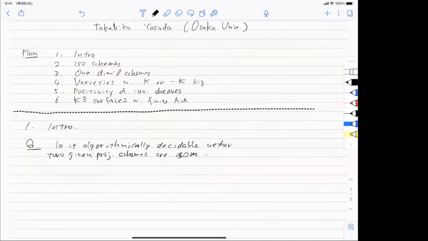In other words, can we make a computer program such that if two projective schemes, or defining equations of two projective schemes, are given as input, then the program tells you that they are isomorphic or they are not isomorphic? I think this is a very fundamental problem in algebraic geometry, but it seems that this is an open problem.